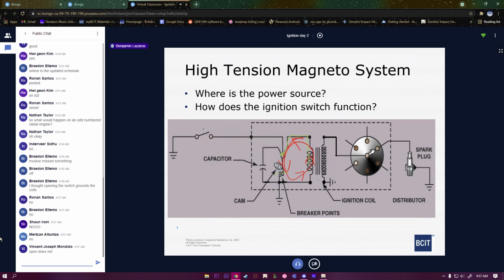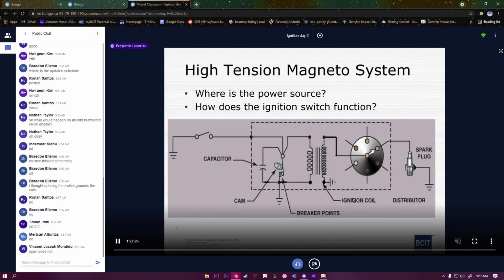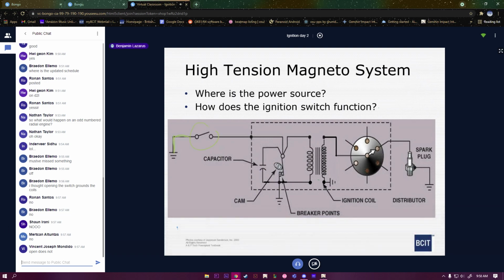You see that? Closing this switch connects this end of the coil to ground. Open disconnects it. Does that make sense now, Braden? Thank you for being the only person to step in and admit that you didn't understand. This switch here connects to ground, and it connects to ground when it's in the closed position. Got you with me now?